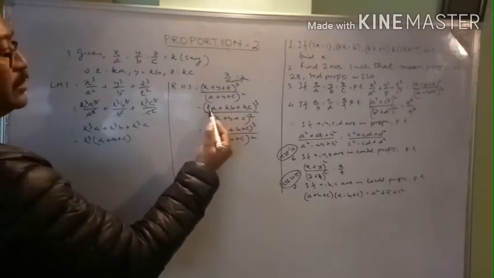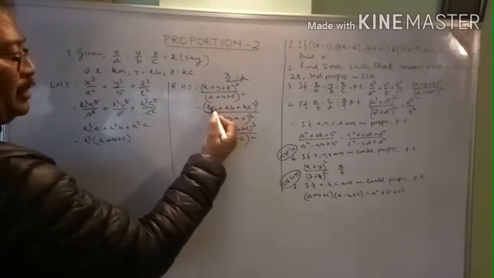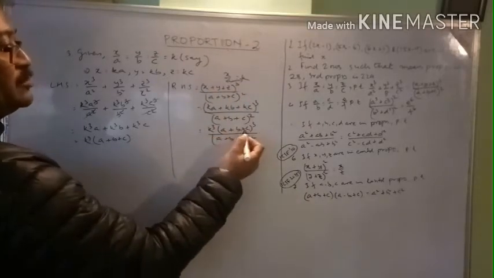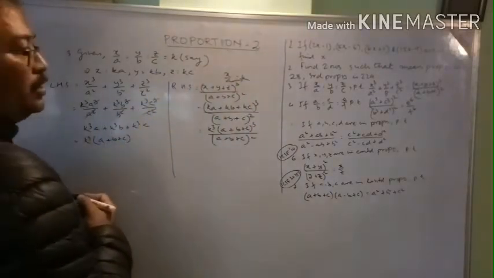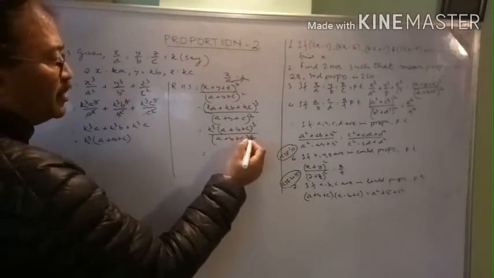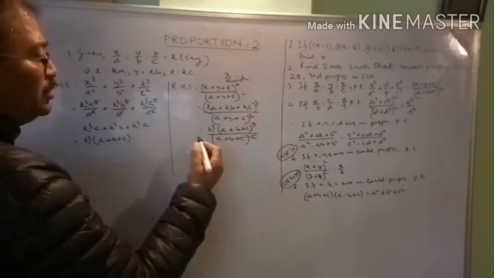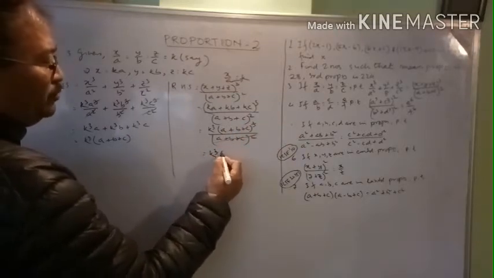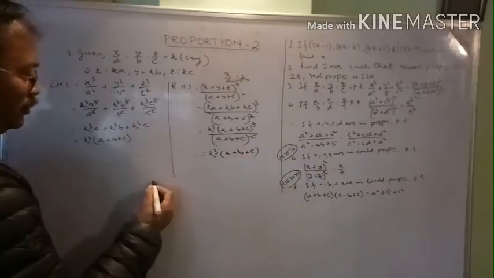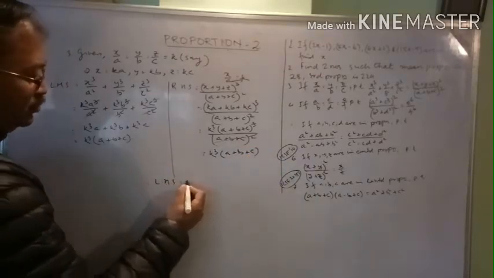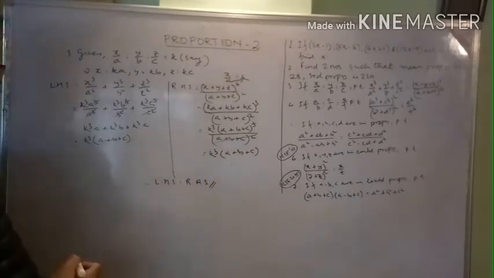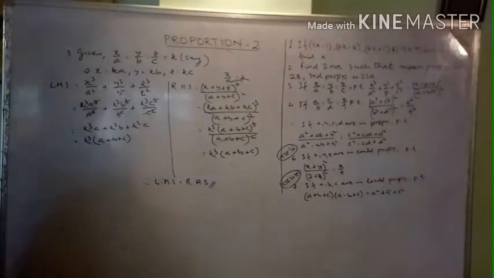K is common, so it is k into A plus B plus C whole cube. So if you separate, then you get k cube A plus B plus C whole cube. Okay. So now this A plus B plus C whole square will cancel with this power. So what is left is k cube into A plus B plus C. So therefore, you see left hand side is equal to right hand side. So it is proved. Okay, this is question number 3.